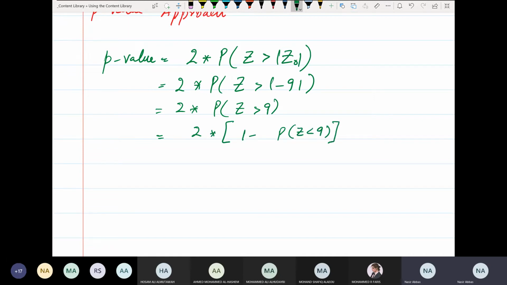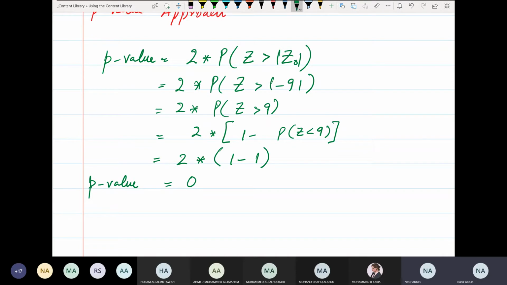Now who can tell me what is the probability of z less than 9 without looking into the z table? It is 1. Less than 9, everything. Yes. Greater than 9 is 0. For greater than 9, you are right, it is 0. So less than 9 is 1. So 1 minus 1 is 0, and 2 times 0 is almost 0. So the p-value is almost 0.